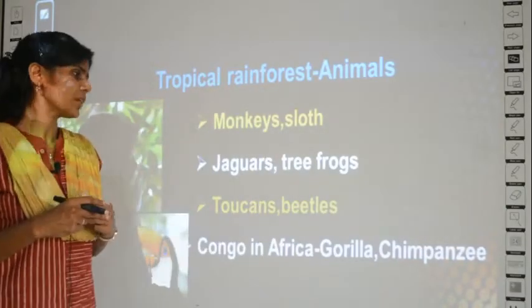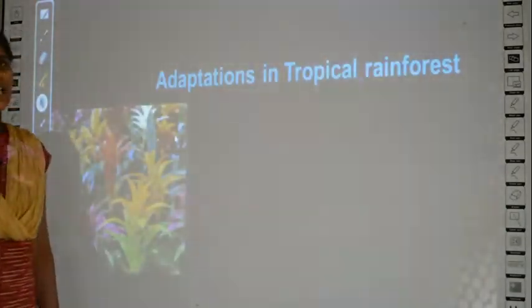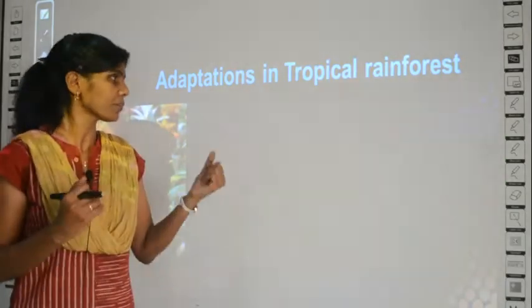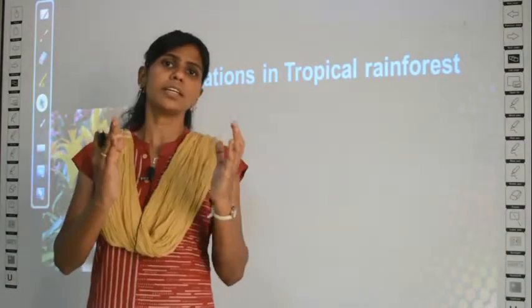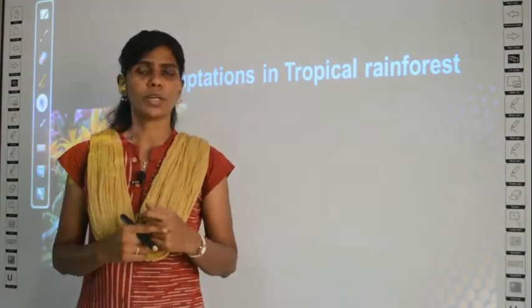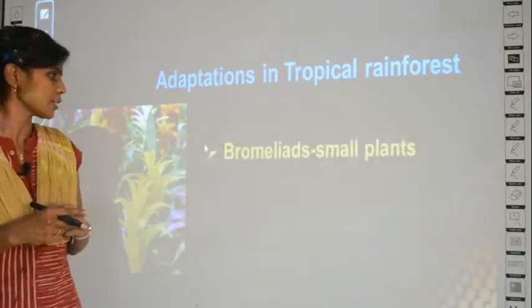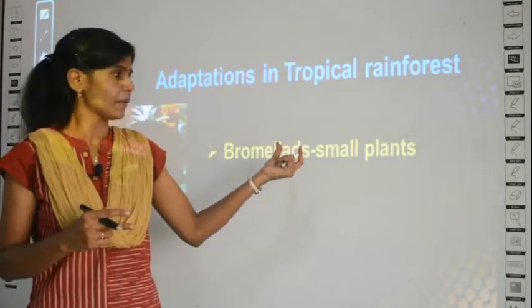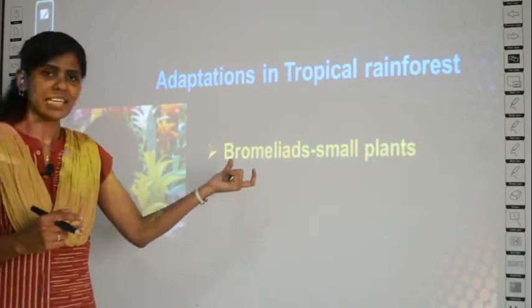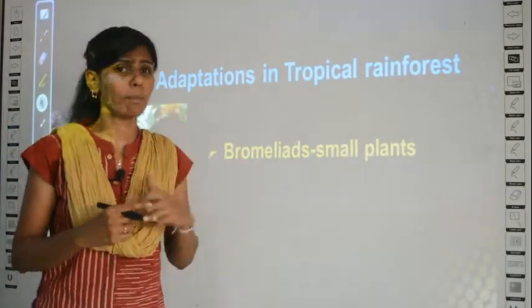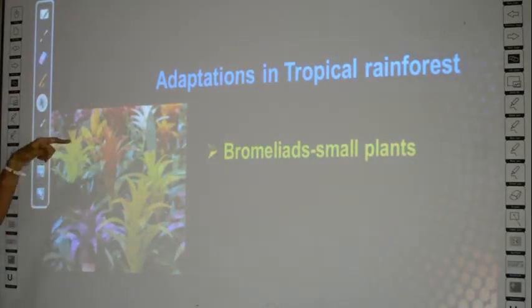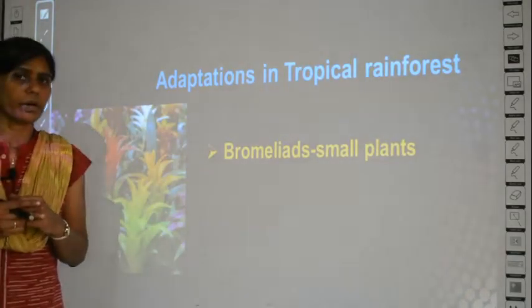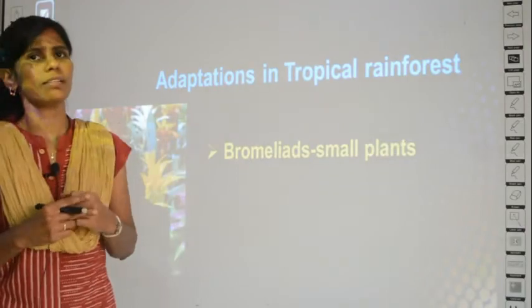This is the actual topic today. There are 4 examples given in your textbook of how the plants or the animals adapt themselves to survive in such a thick, dense tropical rainforest. The first example given in your textbook is bromeliads. What is this? Bromeliads, which is a small plant. See, this plant is the bromeliad plant or the flower of the bromeliad plant. Okay. So this is found in tropical rainforest.